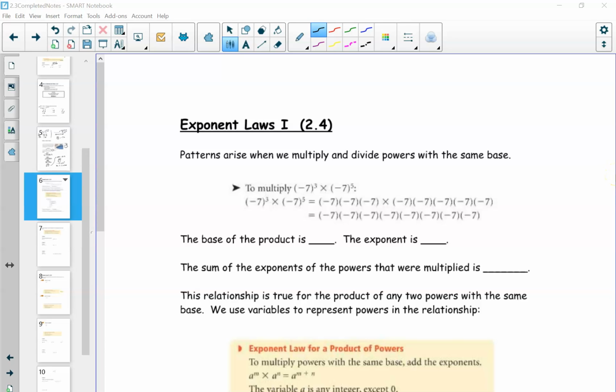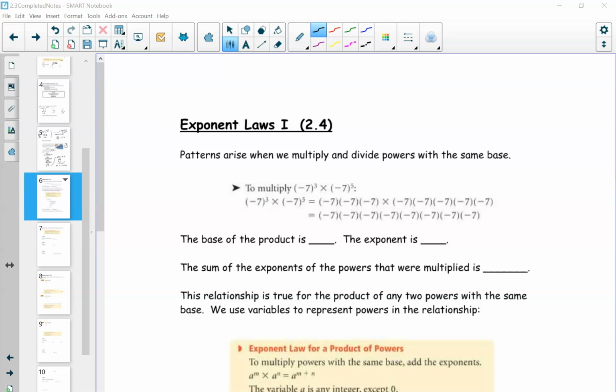Hi, grade 9s. Welcome to Exponent Laws, the first Exponent Laws section, which is 2.4 in your workbooks and in the textbook. Patterns arise when we multiply and divide powers with the same base. So mostly when we're doing exponent laws, we're probably dealing with multiplication and division of powers. We did addition and subtraction in 2.3, so I think we've got those covered. Now we're looking at multiplication and division.